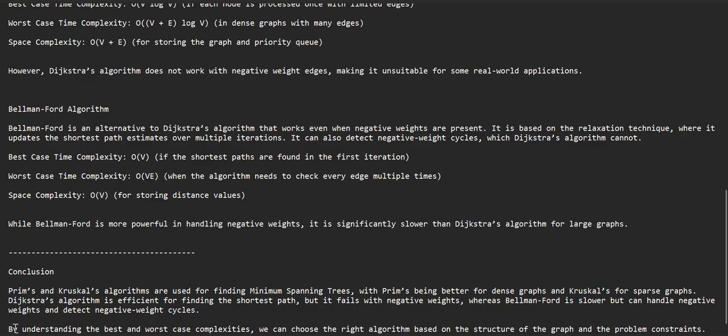By understanding the best and worst case complexities, we can choose the right algorithm based on the structure of the graph and the problem constraints.